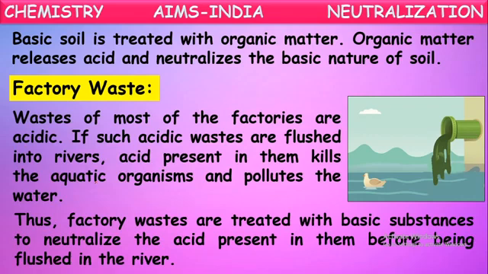If it is not done, what happens? This acidic waste will cause hazards to the aquatic animals. We say the animals which are living in water are called aquatic animals. Not only animals, even plants will be affected by this acidic wastewater. So that is why first they have to be treated with proper chemicals. If that water is acidic, then immediately it should be treated with certain bases to neutralize the acids present in the factory wastes. Okay, next one.